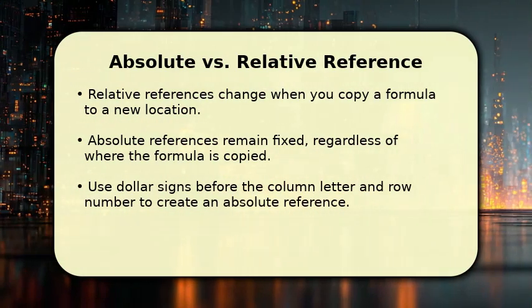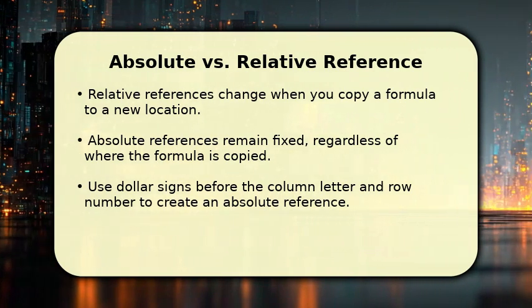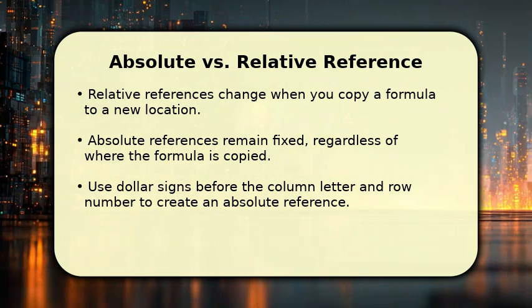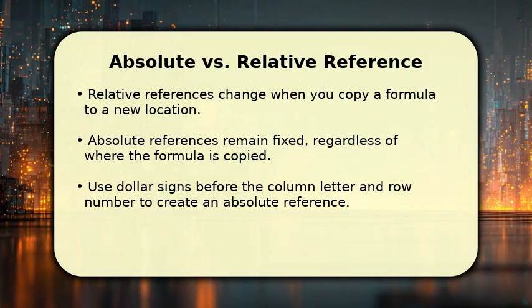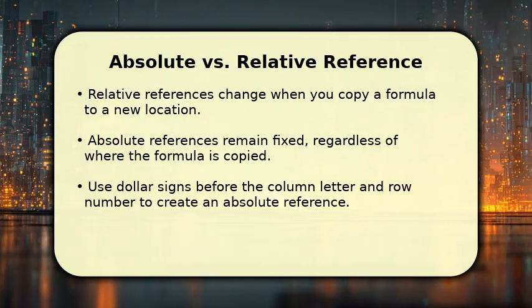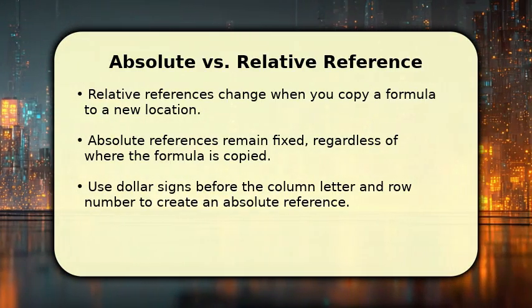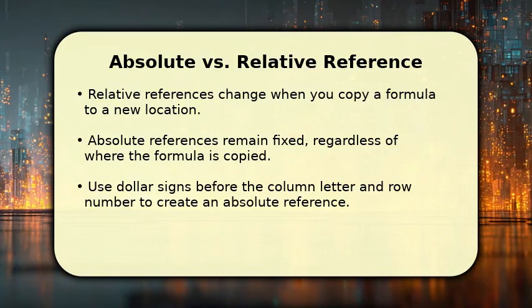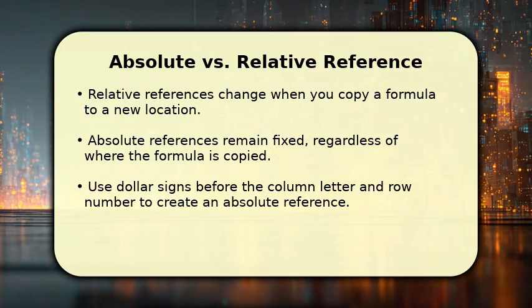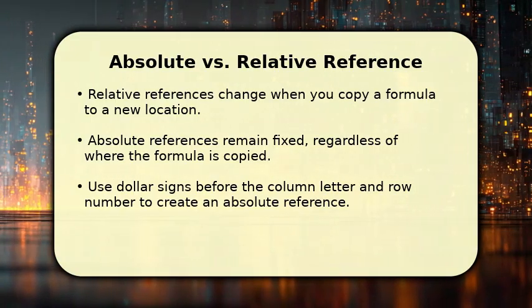Understanding absolute versus relative references is crucial for efficient data management. A relative reference like Sheet2!A1 changes when you copy the formula to another cell. However, an absolute reference such as Sheet2!$A$1 locks the column and row in place using dollar signs. This means if you copy it, the reference will always point back to that specific cell, saving you time and preventing errors in larger data sets.